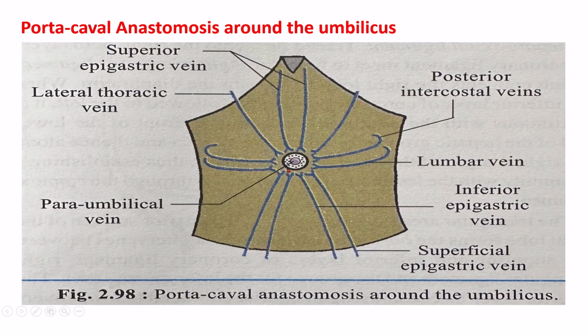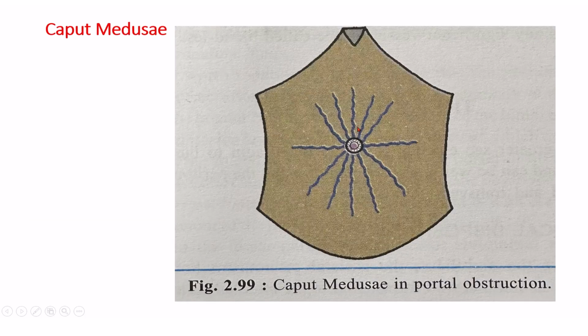When there is portal hypertension, there will be dilatation of the systemic channels, which results in a condition called caput medusae. You can see the radiating dilated veins around the umbilicus. This is called caput medusae, which is seen in portal obstruction.